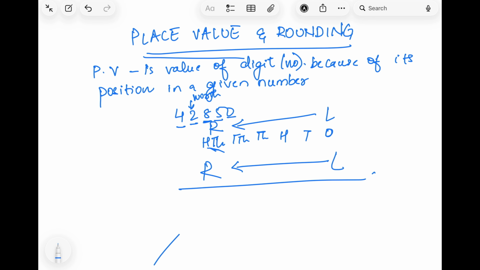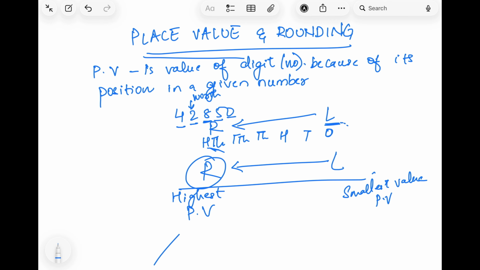Place values go from ones, tens, then hundreds, thousand, 10,000, 100,000, moving from right to left. So we can say that the leftmost digit has the highest place value, and the rightmost digit has the smallest place value.